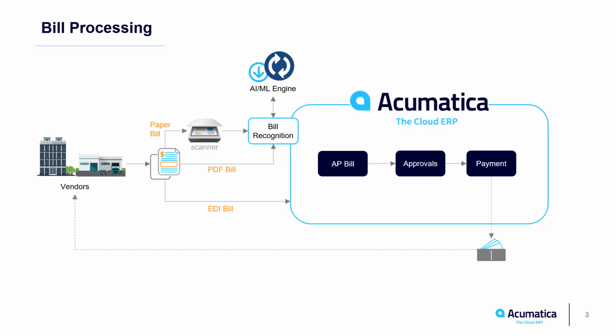In the 2020 R2 release, we automate entry for PDF bills using an external artificial intelligence machine learning engine. Paper bills can be scanned to a PDF file and processed by dragging them to the Acumatica UI. Email attachments can be sent directly to the recognition process using the Acumatica Outlook add-in.